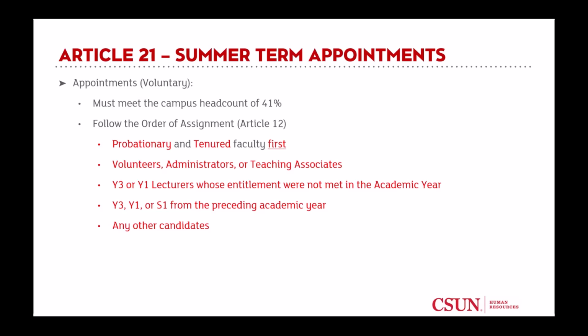In the order of assignment for summer, there's volunteers, administrators, or teaching associates. That's the second level. So that follows what the academic year outlines as well. Then you can offer to Y3 lecturers, and as I mentioned, whose entitlement wasn't met in the previous academic year. And then if there's still work left over, you can offer it to Y3s, Y1s, I would say first, and then lastly, I would say S1s. And this is considering the Y3s and Y1s whose entitlements have already been met in the academic year.